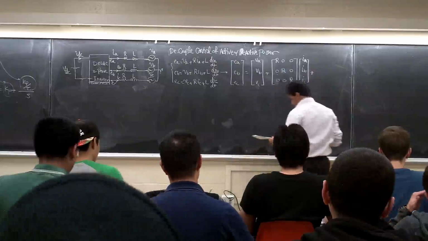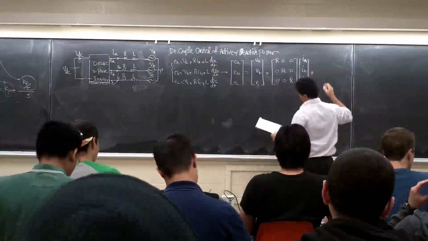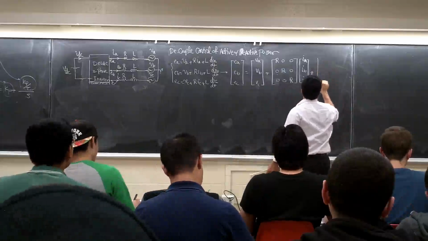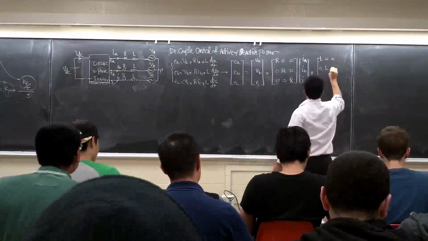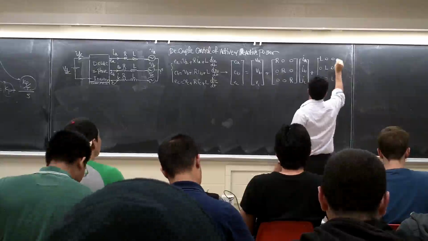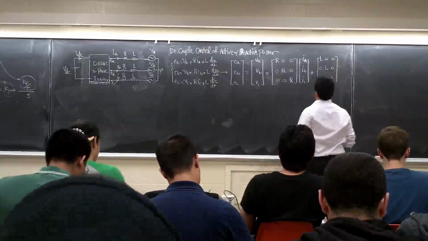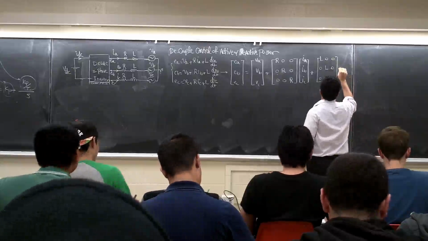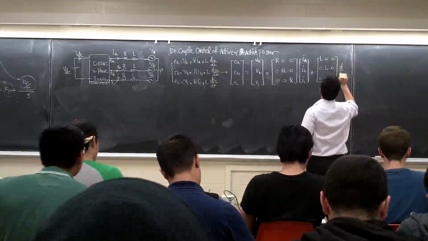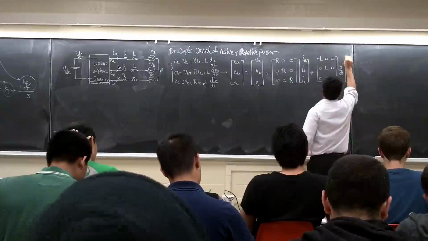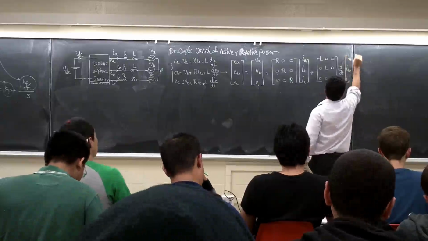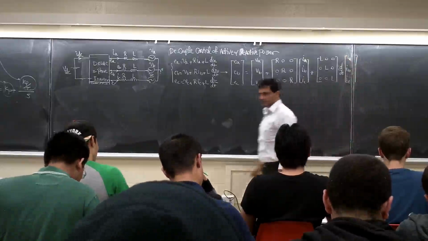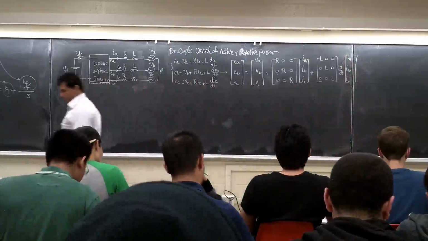plus L 0, 0, 0, L 0, 0, 0, L times d over dt of IA, IB, IC. Correct? Is it correct?